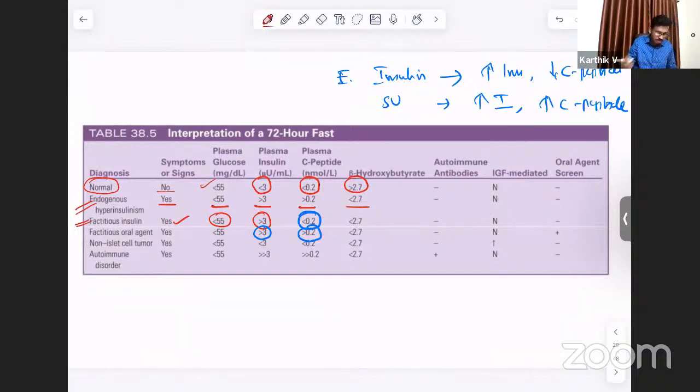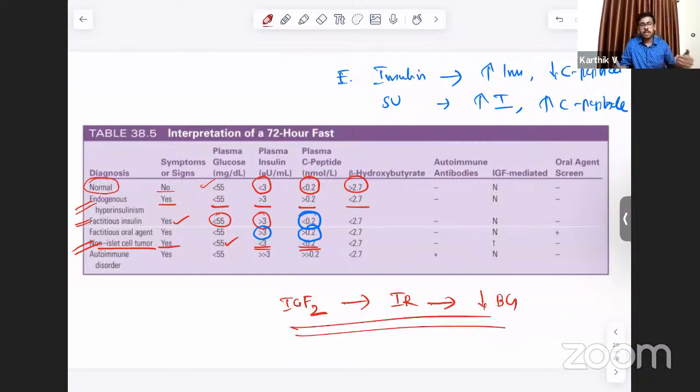Now, looking at one more cause that we have discussed, a non-islet cell tumor like a fibroma or a fibrosarcoma causing paraneoplastic hypoglycemia. They will have hypoglycemia, glucose levels are low, but the insulin levels are low. Here, the IGF-2, which is produced from the tumor, is binding to the insulin receptor to produce low blood glucose. Because the blood glucose is low, it will cause a suppression of insulin from the beta cells. Okay, so the endogenous insulin production will be low, but the IGF-2 would bind to the insulin receptor to result in hypoglycemia.